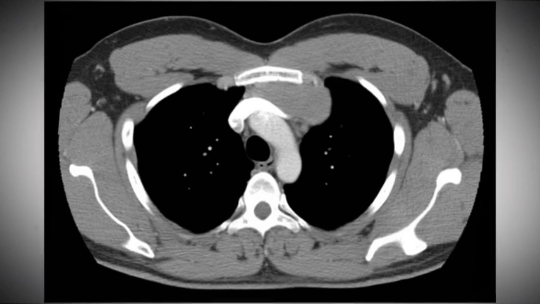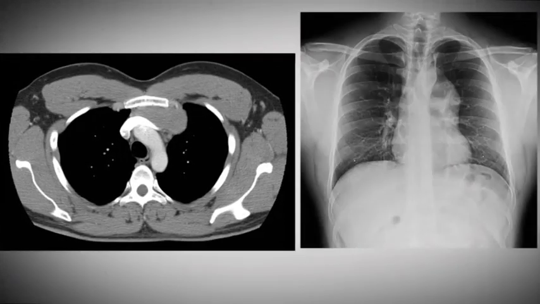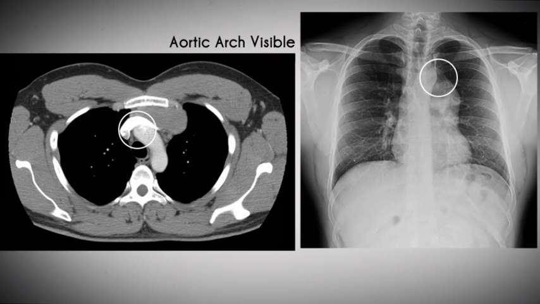All these structures are readily visible, and they help explain what was identified on the plain film of the chest. Note this anterior mass does not touch the arch of the aorta, so the aortic arch is still visible on the image.